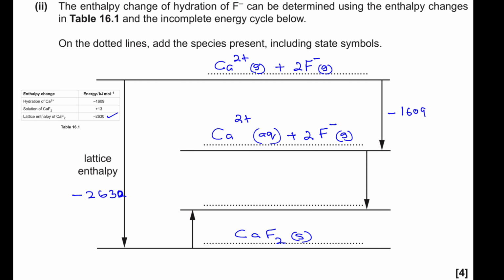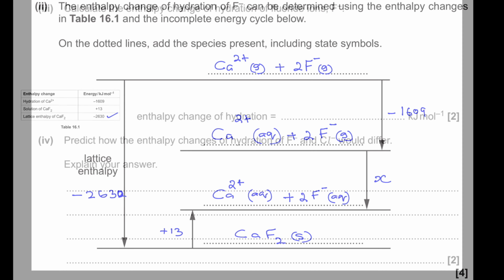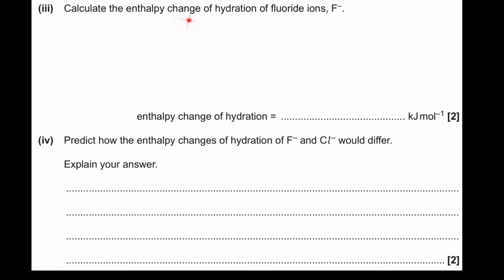And the next stage is hydration of fluoride, which is what we're looking for. Let's just call that X. We're going to get Ca2+ aqueous, it's been hydrated, plus 2F- aqueous. Calcium is in group 2, so you have 2+ because it's losing 2 electrons, and fluorine is in group 7, so it's gaining an electron, so it will have -1. This one will be the solution of calcium fluoride, and so we can fill that in, and that will be +13. Part 3. Calculate the enthalpy change of hydration of fluoride ion, F minus.